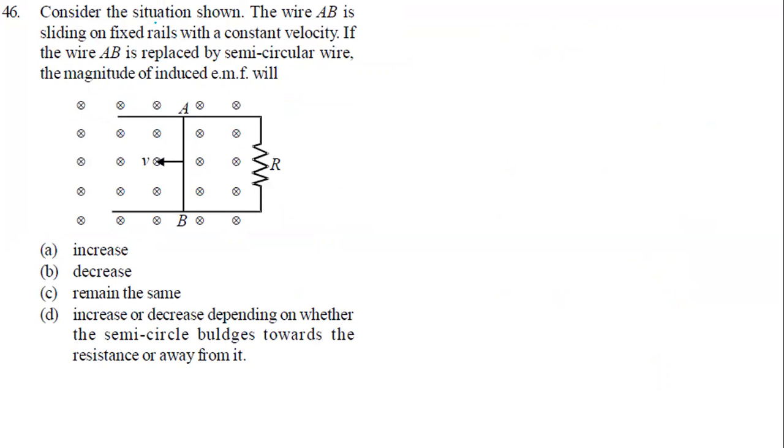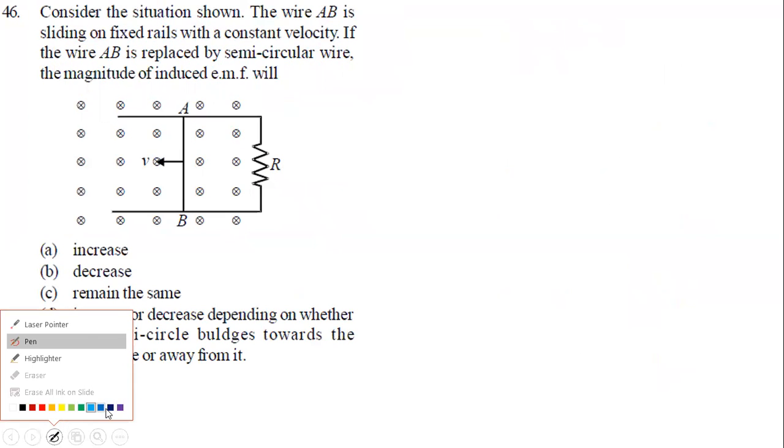Consider the situation shown in the diagram. The wire AB is sliding on fixed rails with a constant velocity, as shown here. If the wire AB is replaced by a semi-circular wire, the magnitude of induced EMF will be what? So if I replace this by a semi-circular wire like this.